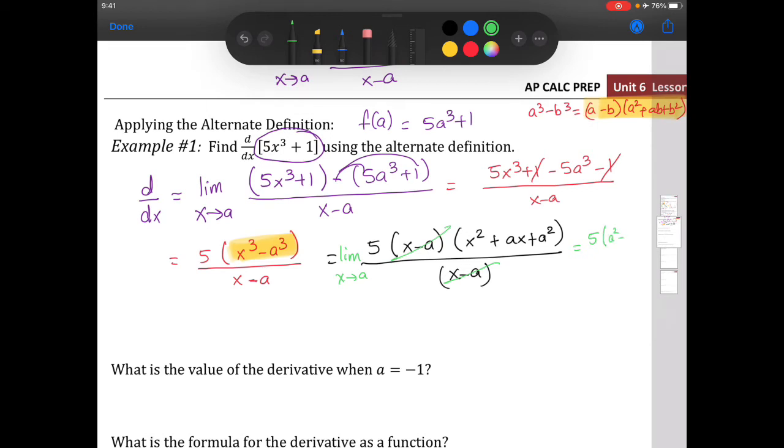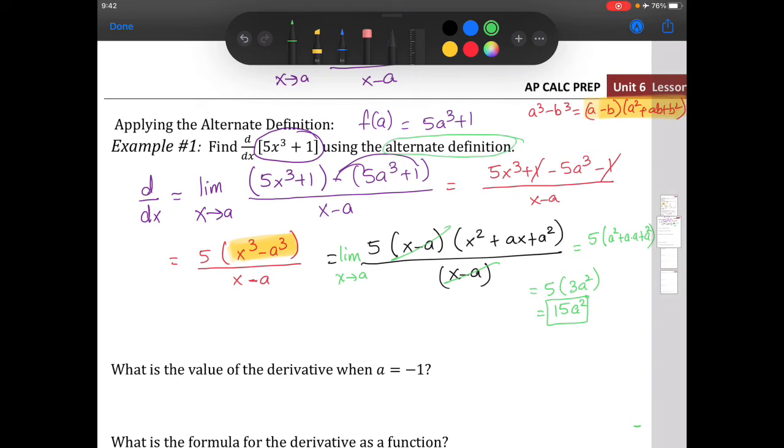a. So a squared plus a times a plus a squared, which is what? 5 parentheses 3a squared, which is 15a squared. So that is your derivative using the alternate definition. So what's the difference between the two?